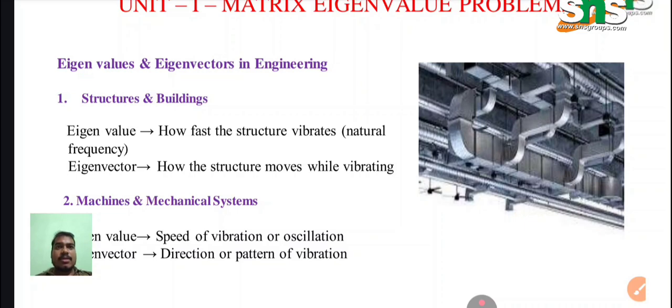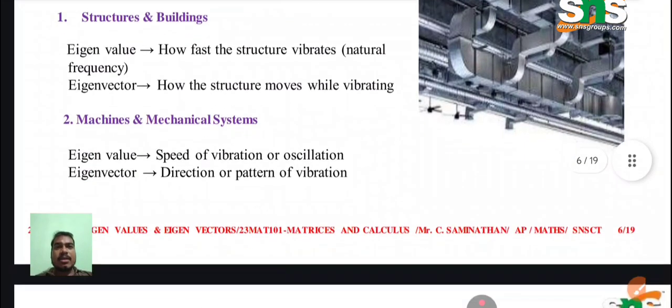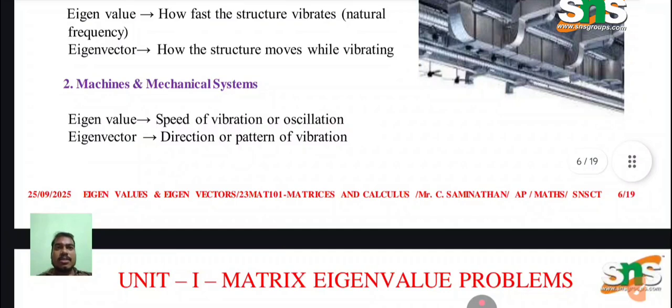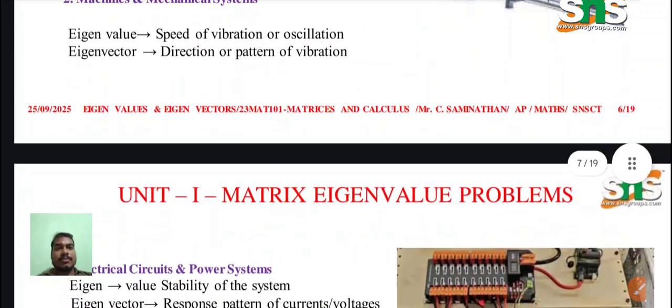Next, eigenvalues and eigenvectors in engineering. In structures and buildings, the eigenvalue gives how fast the structure vibrates, that is the natural frequency. The eigenvector shows how the structure moves while vibrating. The eigenvalue is the speed of oscillation, and the eigenvector is the direction of the vibration.